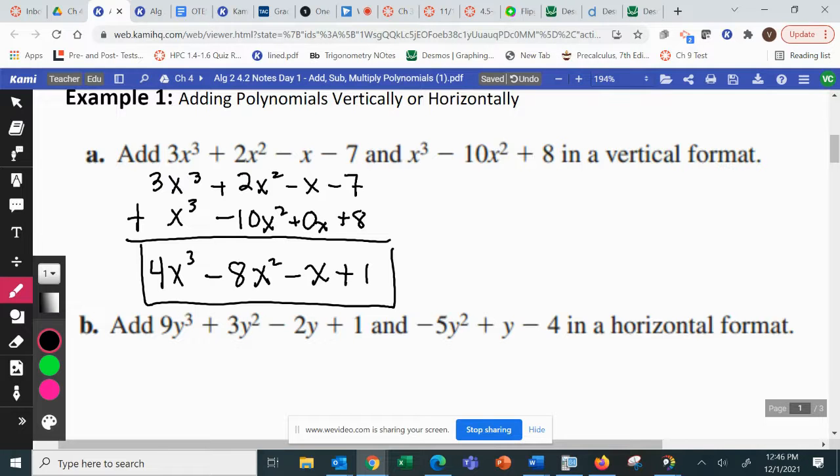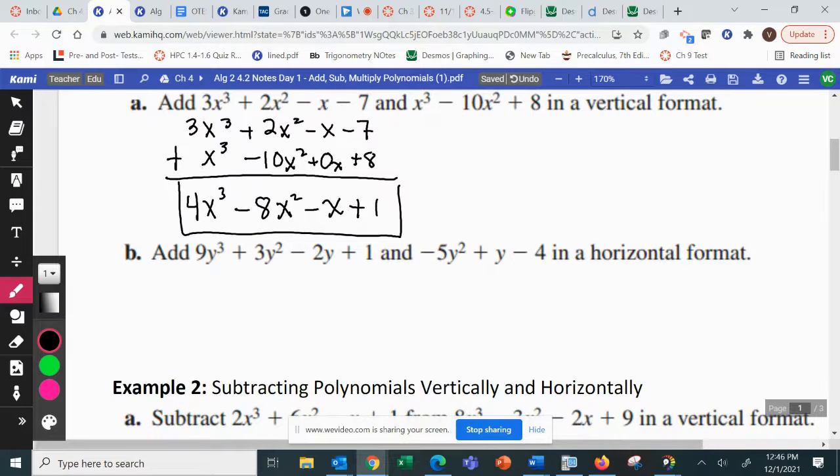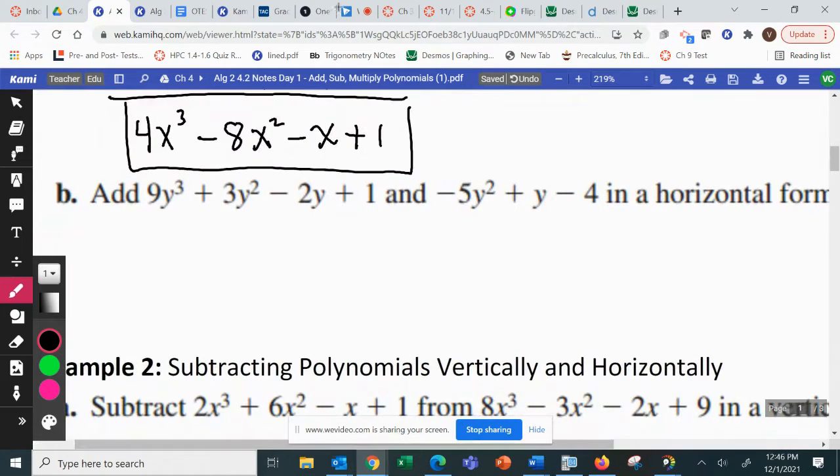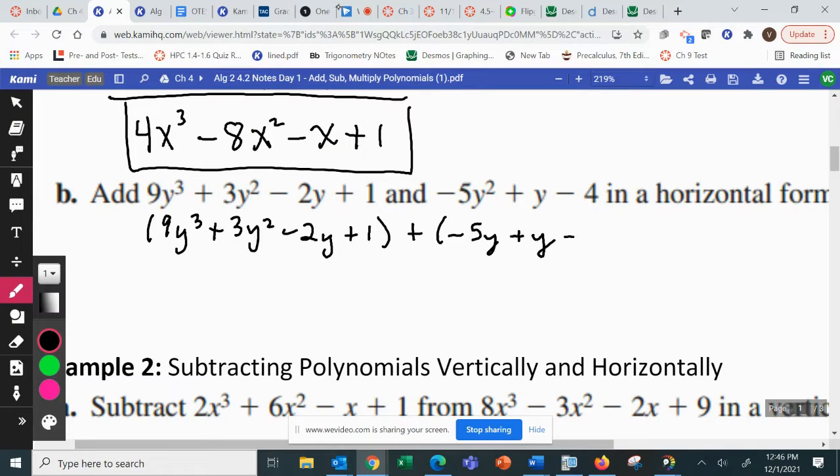I like that method. I'll show you the horizontal format. You might prefer the horizontal format. Totally up to you. So the horizontal format would be where they have the two polynomials added, and they have separate parentheses for them. You guys have seen that kind of thing before. And when we've got a parenthesis and we need to add stuff, we have to get rid of the parenthesis.